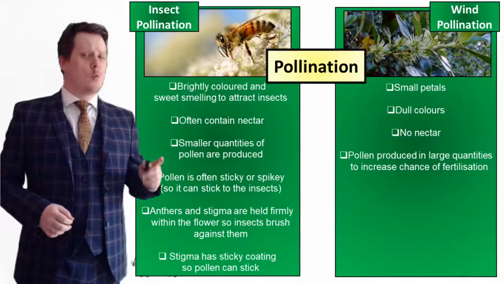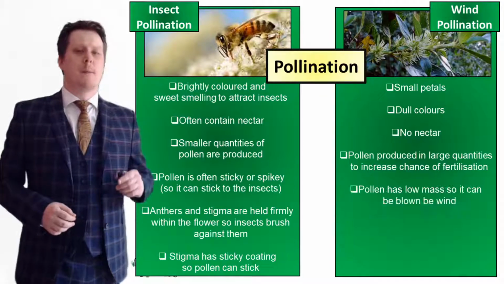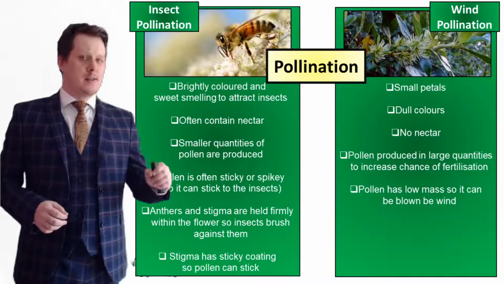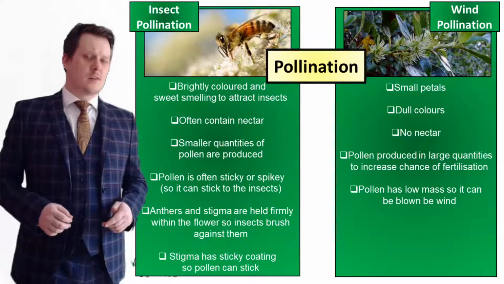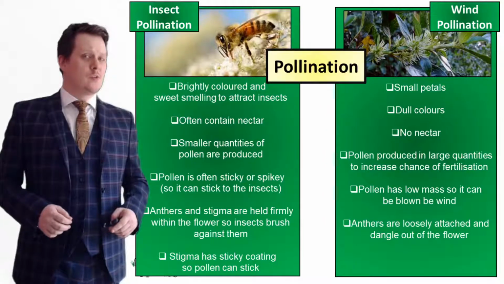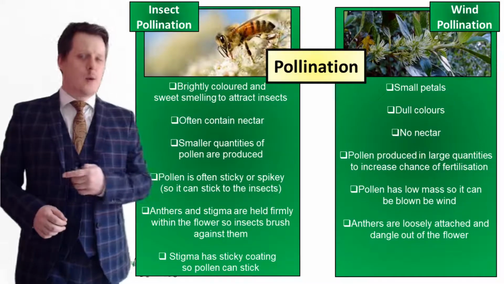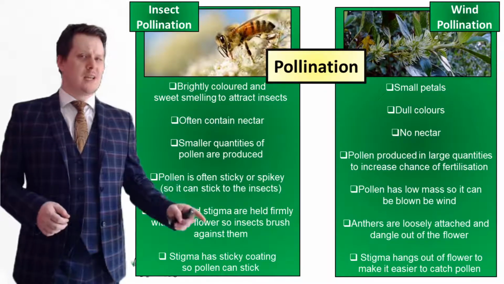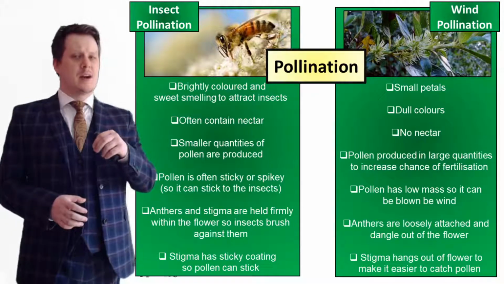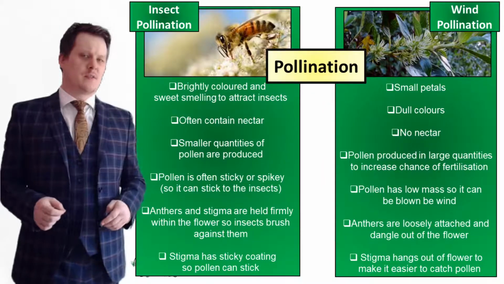And the pollen of our wind-pollinated plants also has a much lower mass, so the wind can blow it further away. The anthers for these plants are often much larger than the flowers, so that the wind can access the pollen and blow it away. You will also see this with the stigma of the plant, where it hangs outside of the flower to increase its chances of catching pollen.